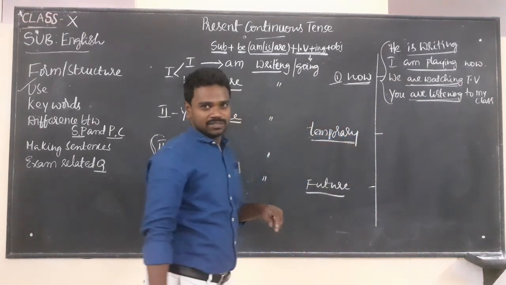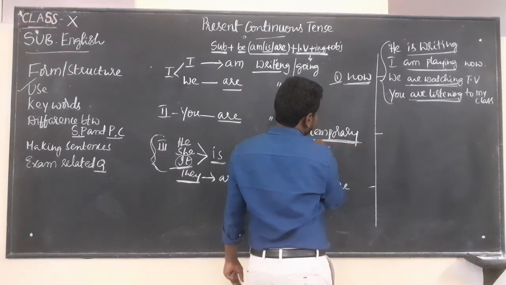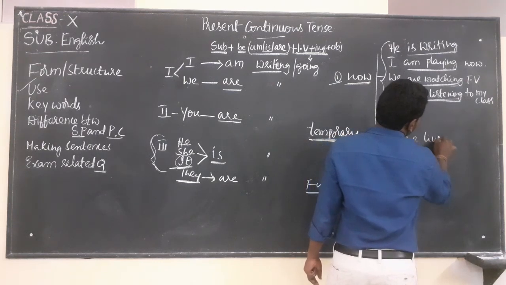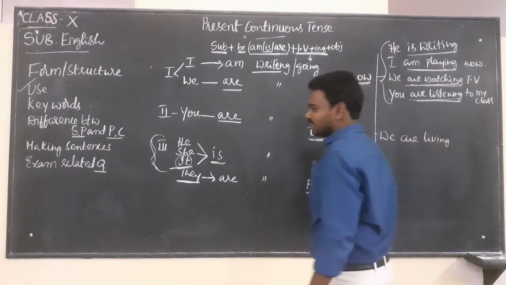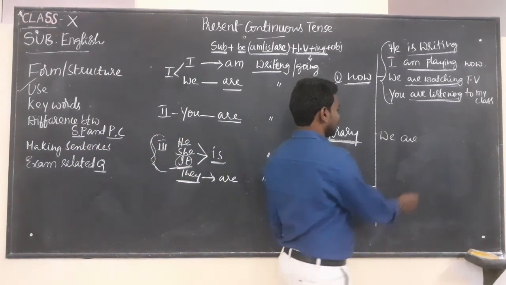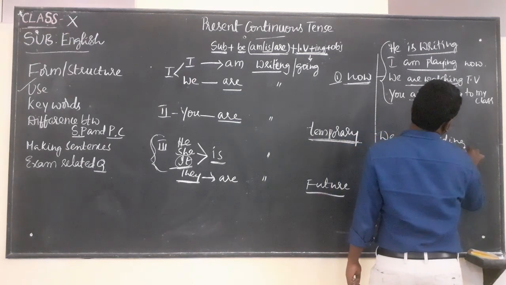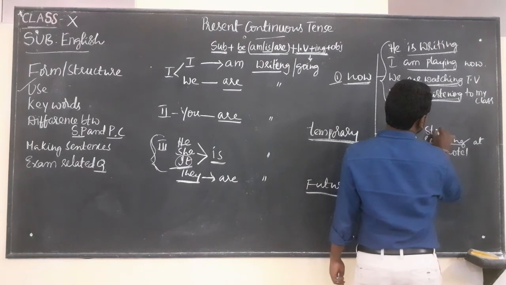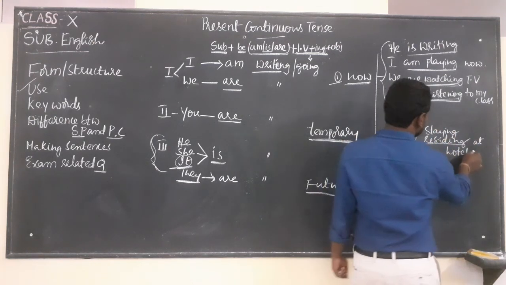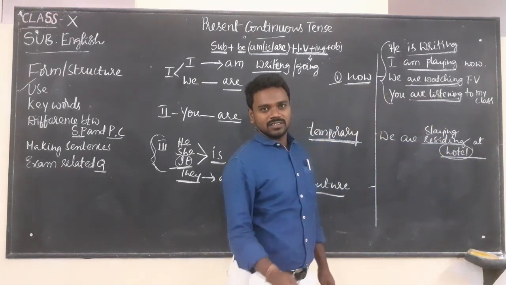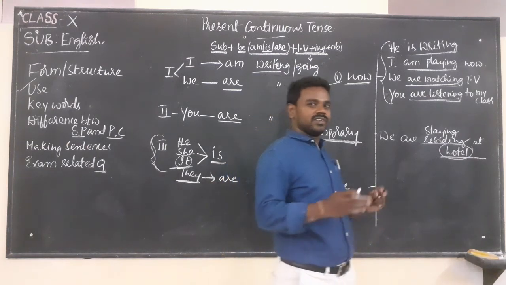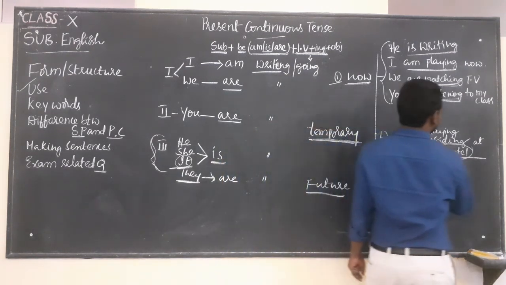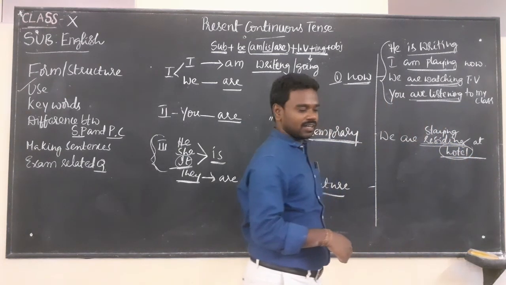Now let us look at temporary situation. So what is temporary? For example, here we can say we are residing. Instead of living, we can use residing, at the hotel. Instead of residing, we also can say we are staying. So when do you stay at a hotel? When you go for a weekend or a vacation, you take the room temporarily and you stay there for a couple of days or weeks, based on your requirement. We are staying at hotel.